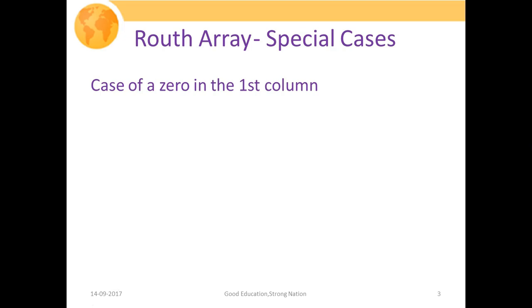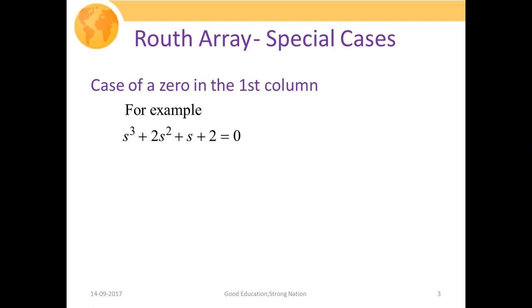First one is the case of a 0 in the first column. When we are trying to create the Routh table for any given polynomial, suppose we encounter a 0 in the first column, then how are we going to handle that? Due to that 0 element, when we evaluate the next element of the Routh table, it will become a divide by 0 form, which is going to make our Routh array element infinity. So how are we going to handle that?